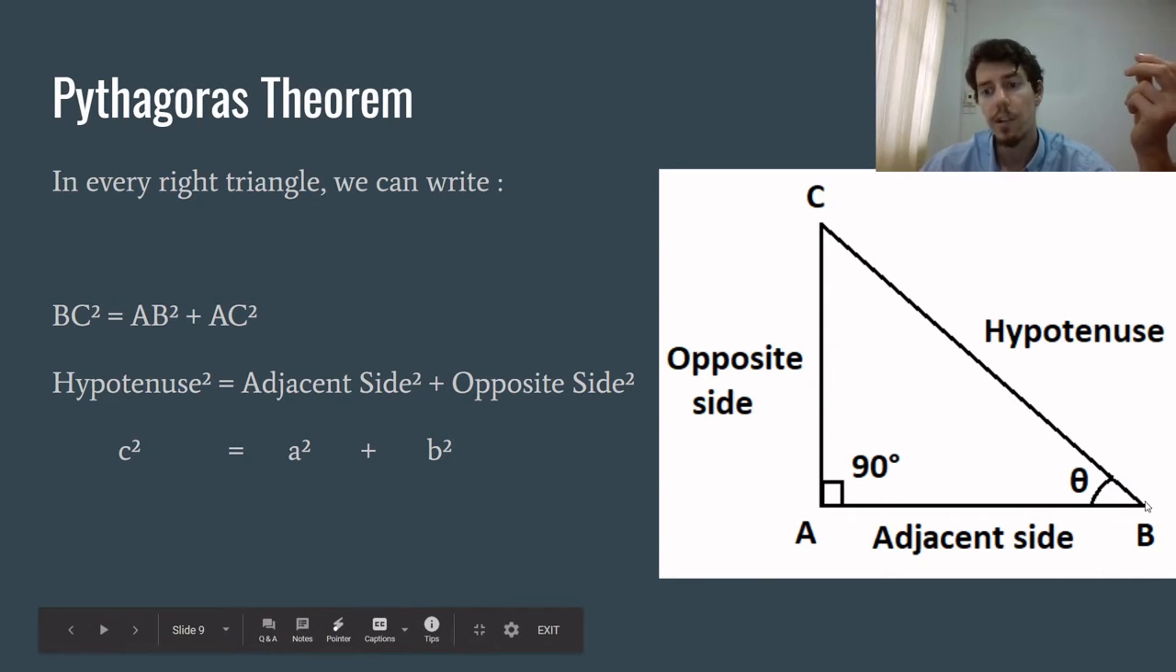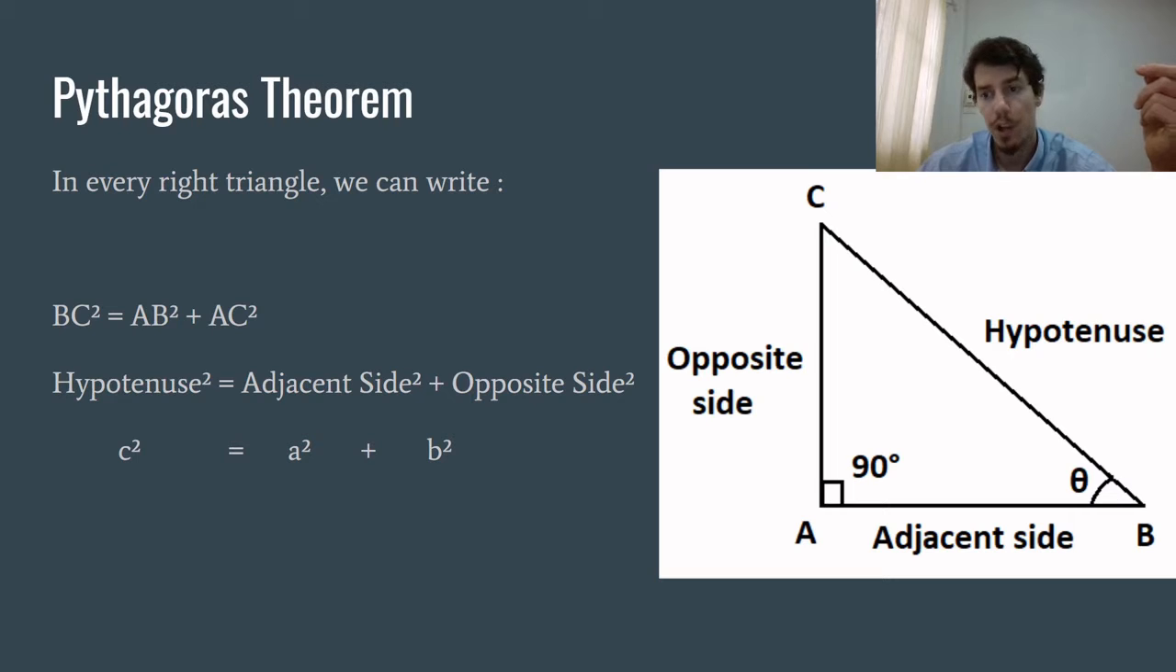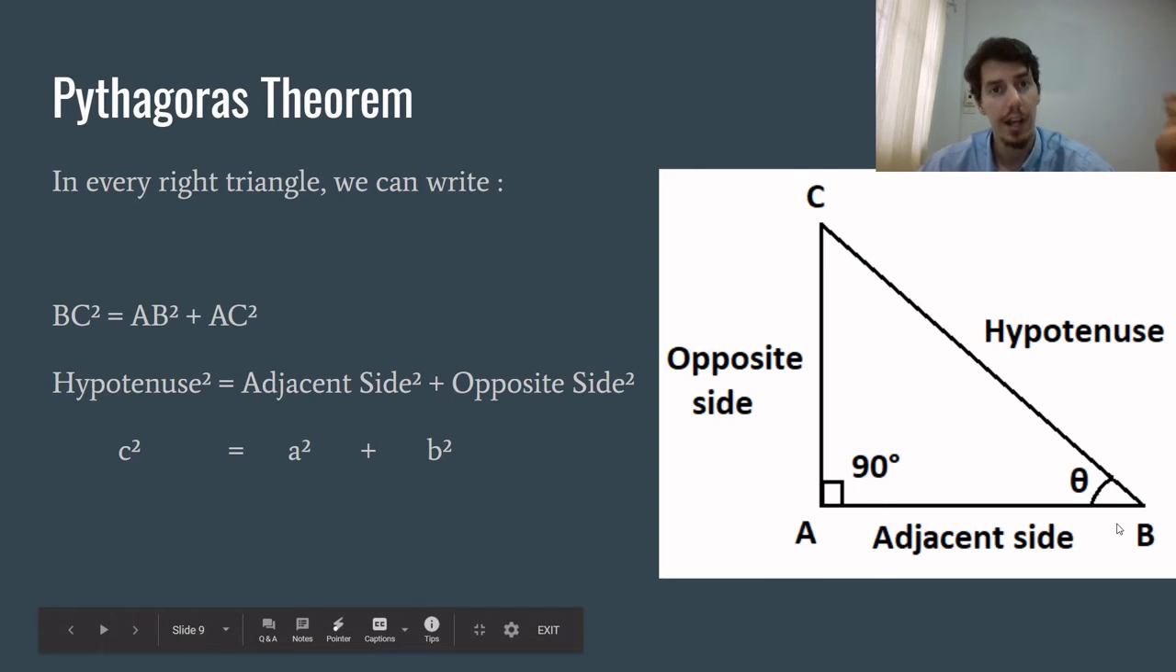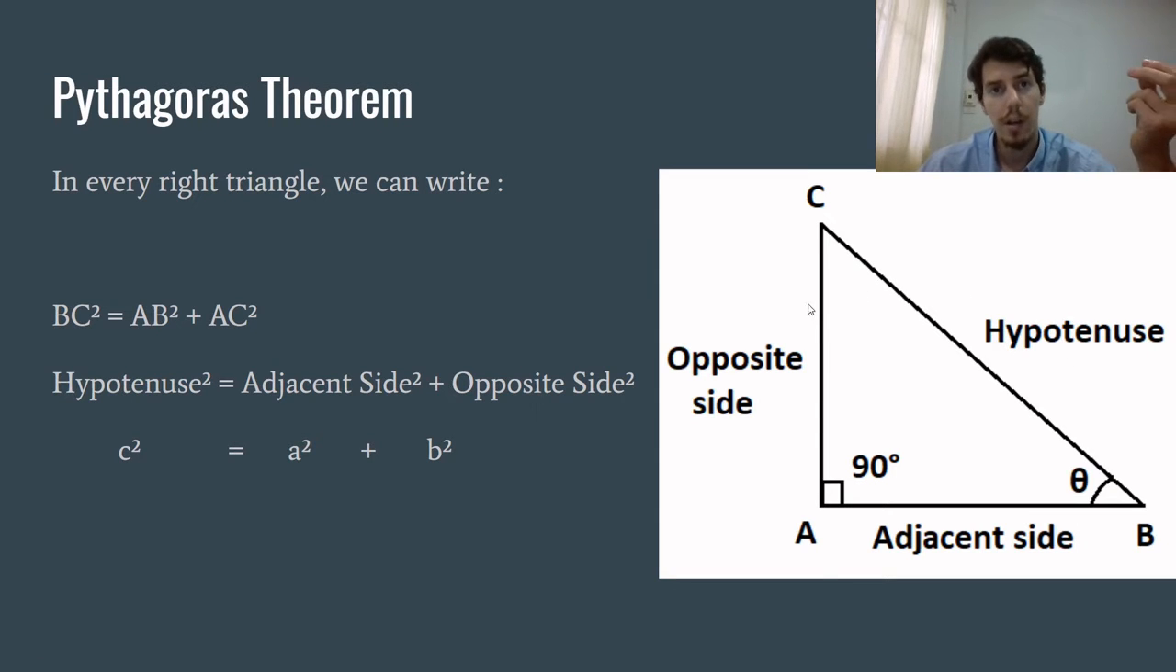And if this is my angle, then the opposite side is on the other side of theta. So the opposite side is here, this is AC. And the adjacent side is the last side. I hope everybody knows this one. Now we're going to do some examples.